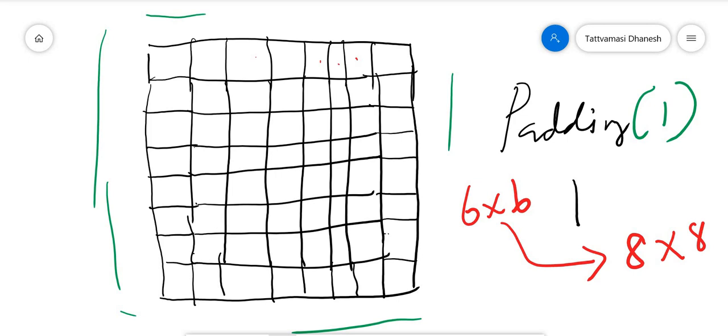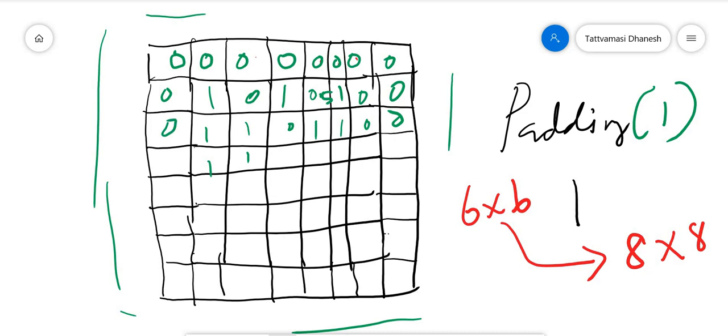So how do you fill the rows and columns you added newly? For example, here you have values like 1 0 1, 0.5 1, 0 1 0, some values you can put. One way of doing it is you can put 0 everywhere here. This is known as 0 padding. We call it 0 padding.